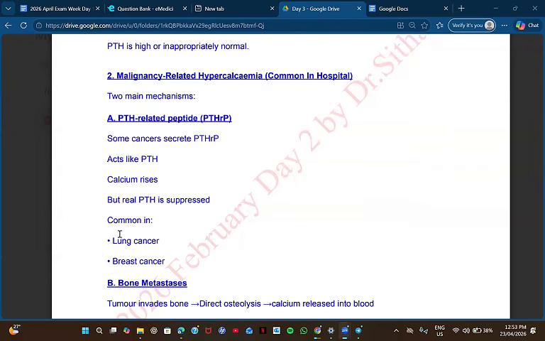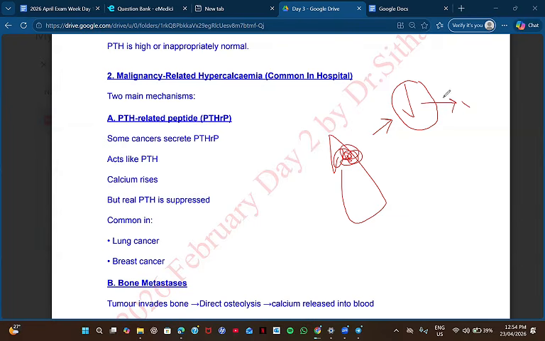Okay, so lung or breast. How can these malignancies increase the calcium level? We have two main mechanisms, right? We have parathyroid hormone-related peptides. If there's a cancer in the lung, this cancer can release some kind of peptide. These peptides are not parathyroid hormone, but they can act like parathyroid hormone. They increase those metabolism processes and increase the calcium level.